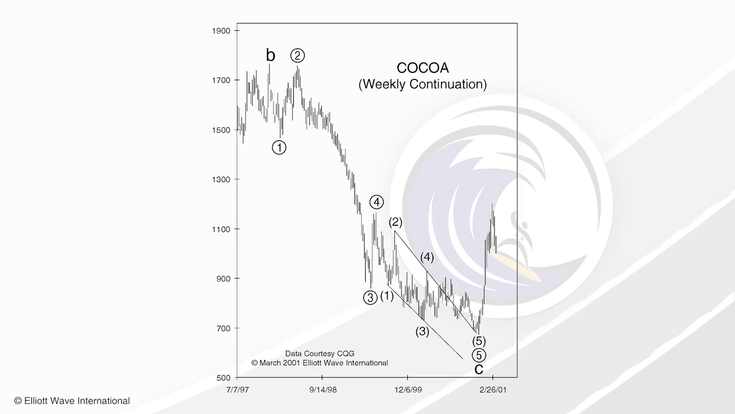Here's an example of a diagonal on this chart from 1997 to 2001. And wave 5 circled is a diagonal made up of waves 1, 2, 3, 4, and 5. After the diagonal completed, you can see the next move retrace the entire diagonal.